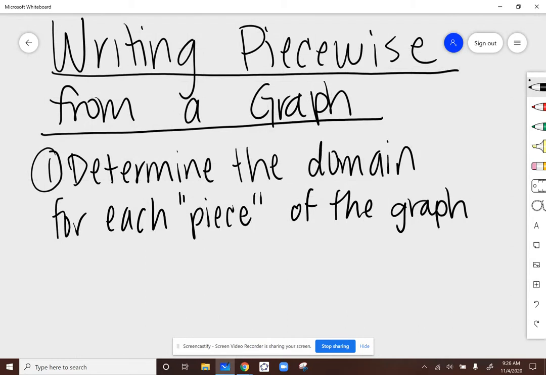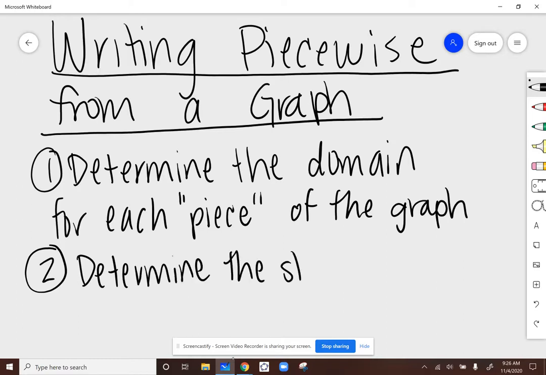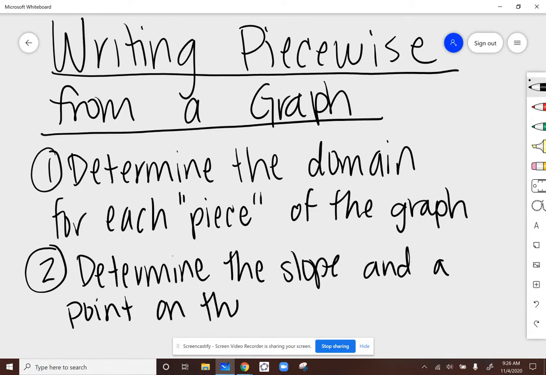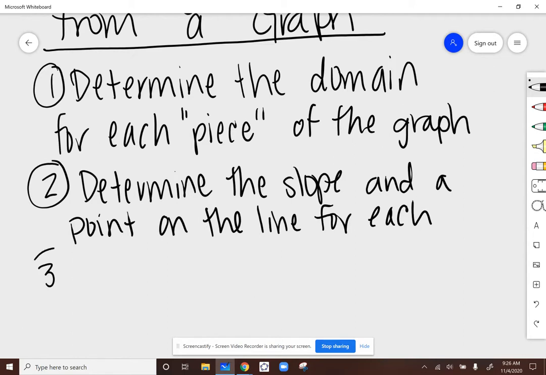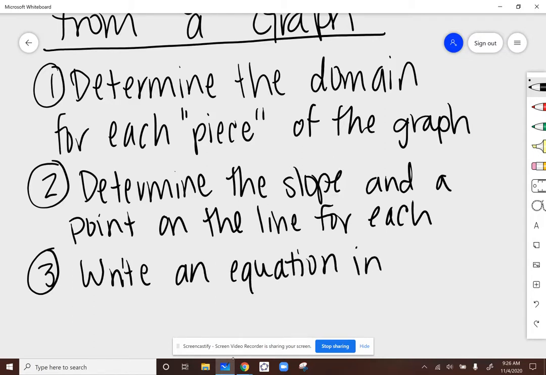The second step after we determine our domain, we're going to determine the slope and a point on the line for each. So again, just like domain, we're doing this for each piece of our graph. Once we have a slope and a point, our third step is we're going to write an equation in point-slope form.